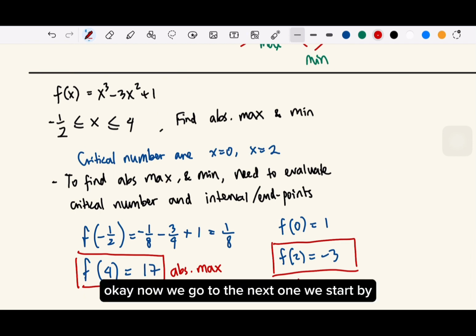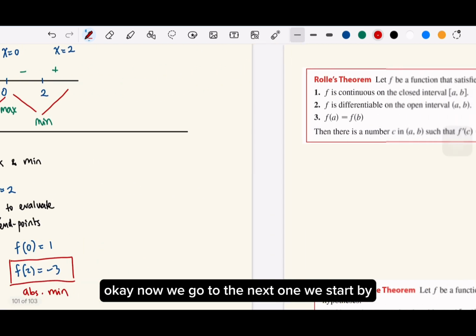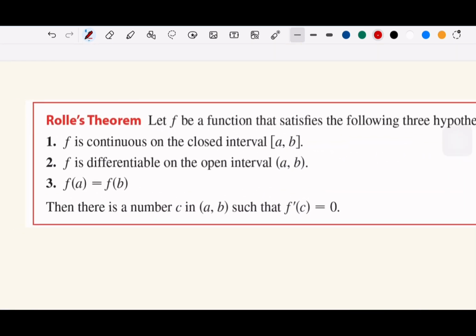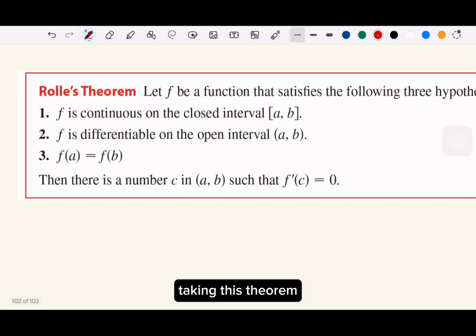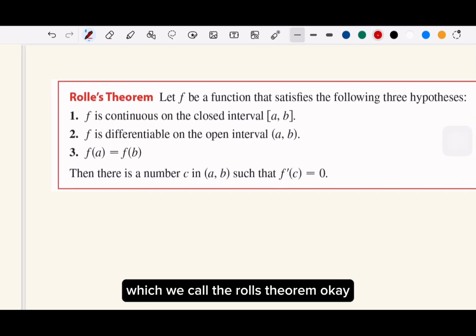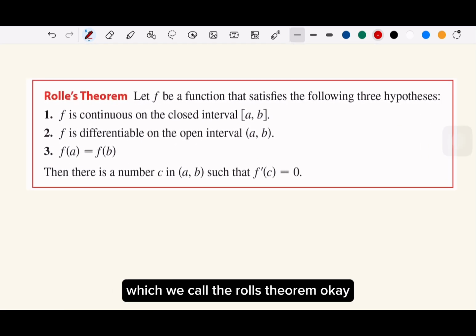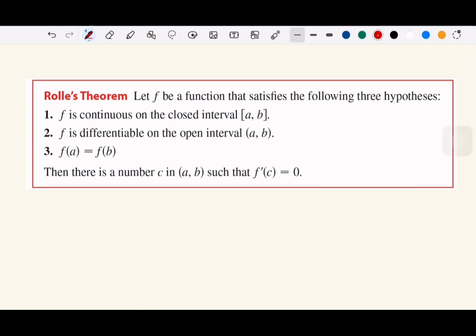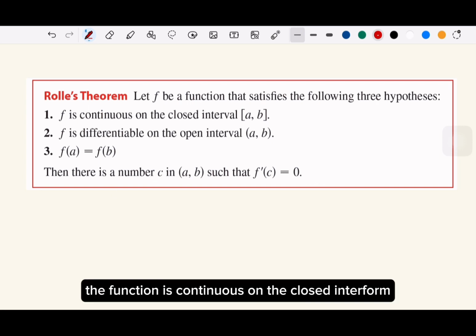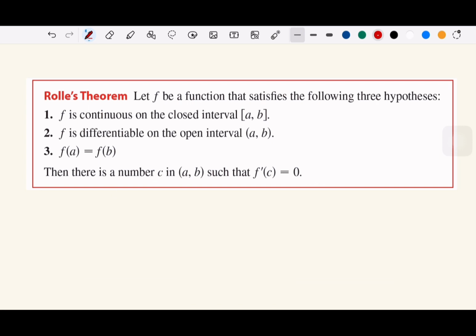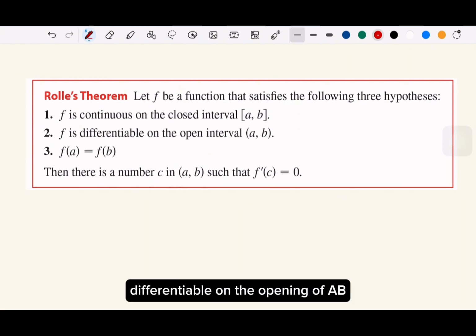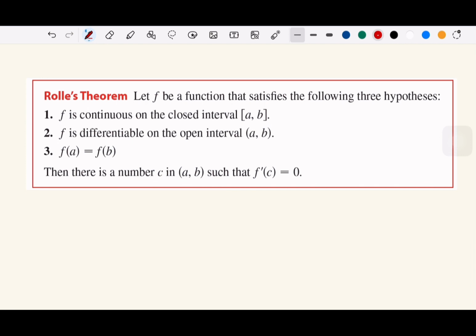Okay, now we go to the next one. We start by taking this theorem, which we call Rolle's theorem. Rolle's theorem says that if we have a function, and the function is continuous on the closed interval [a, b], and it's differentiable on the open interval (a, b).